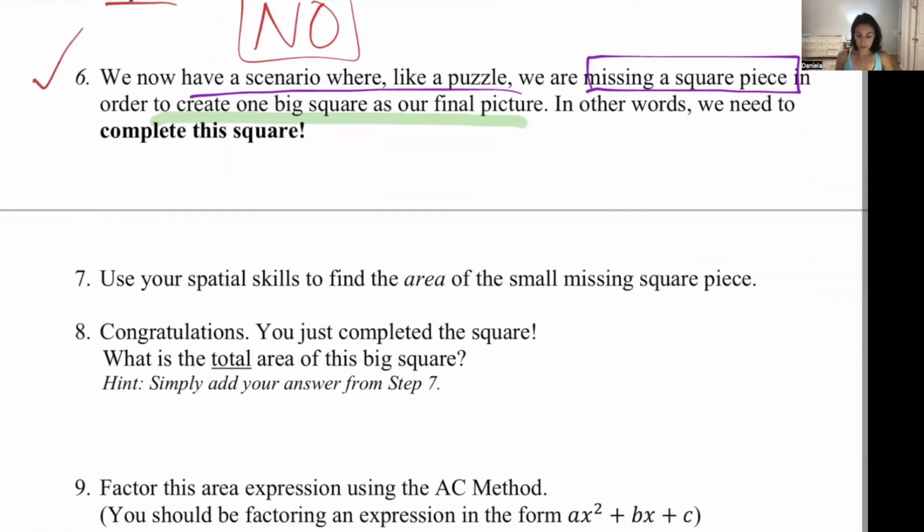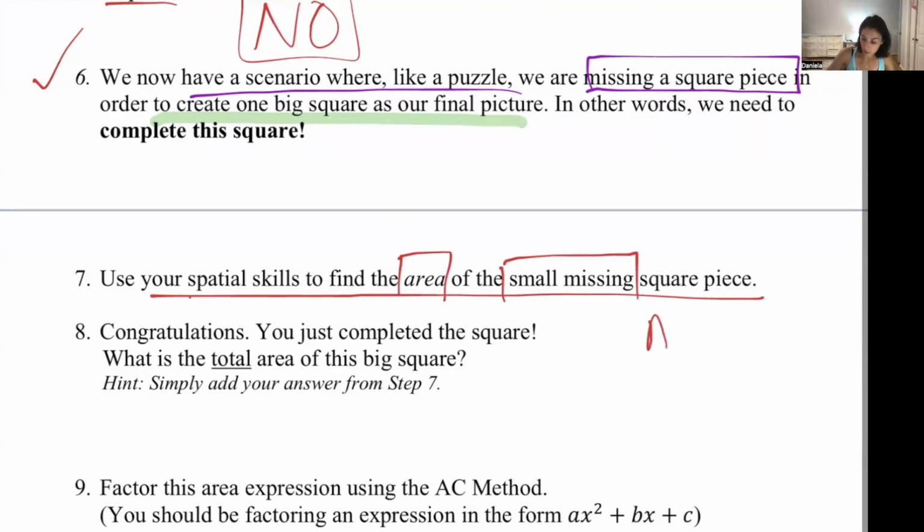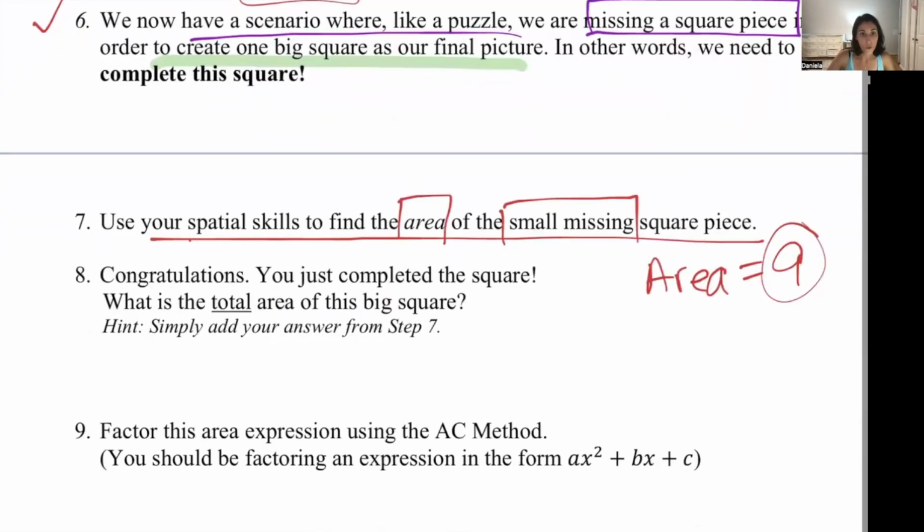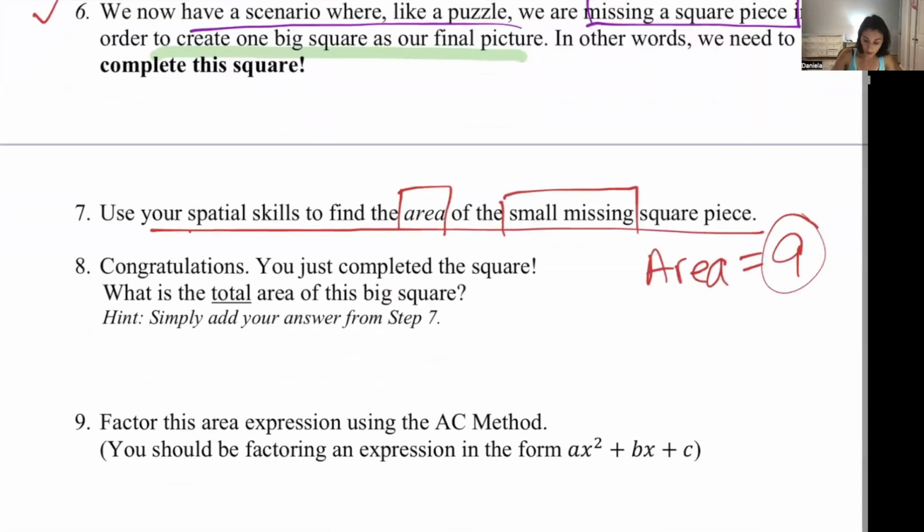Okay, so we did step 6. Now we actually already did step 7, right? We used our spatial skills to find the area of that small missing square piece. The area we found was 9, so we just completed the square. Like a puzzle, we inserted an area 9 square, and now we have completed the square. So what is now the total area of this big square?